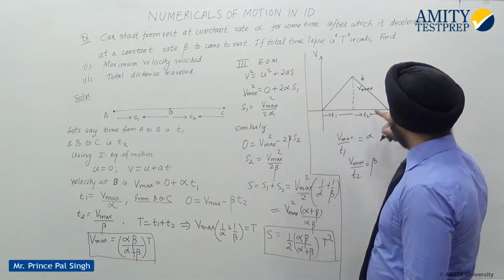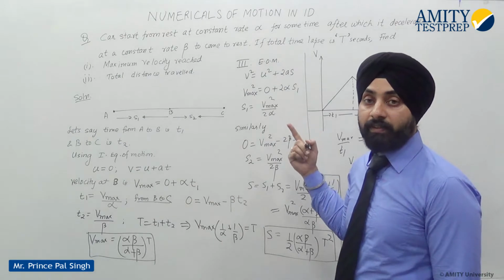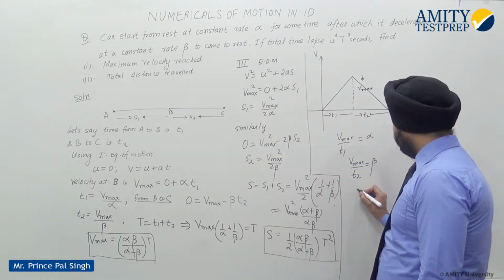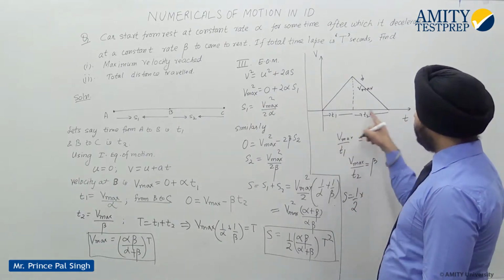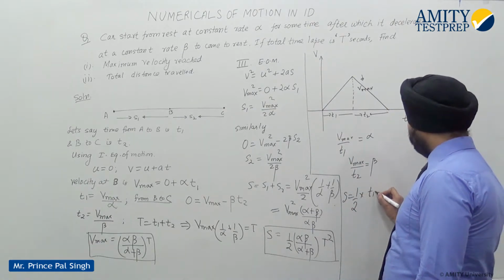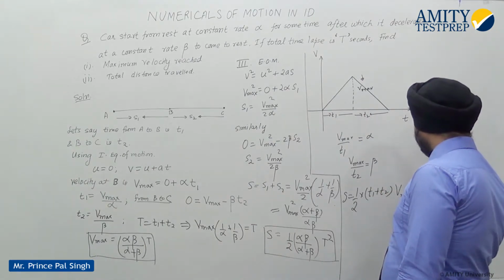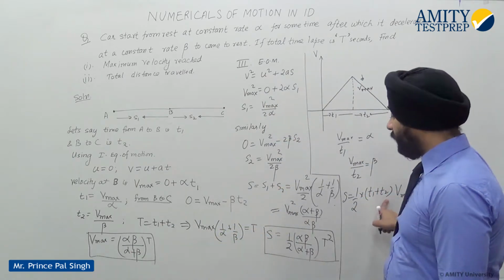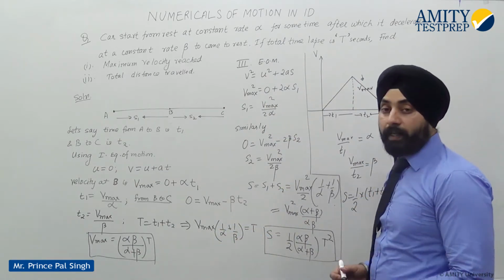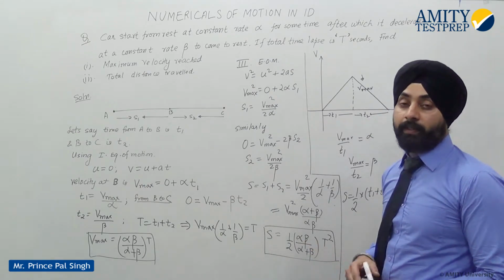And if I find out the area of this triangle, the area of the Vt graph, this gives us the displacement, that is half base into height. Base is T1 plus T2 and the height of the triangle is Vmax. Putting this value over here and this is capital T, we will get the result. S is equal to half alpha beta upon alpha plus beta into T square.